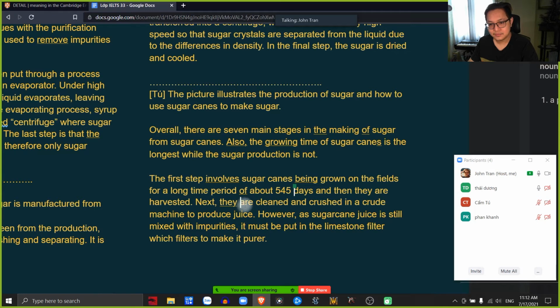No problem. They are clean and crushed in a crude machine to produce juice. This sounds exactly the same like mine.